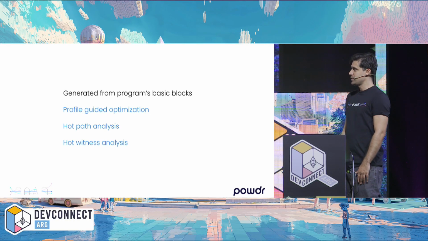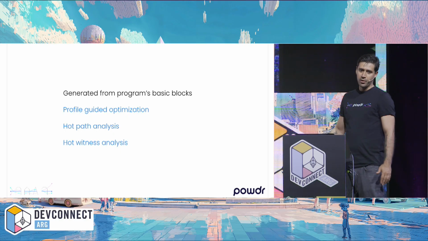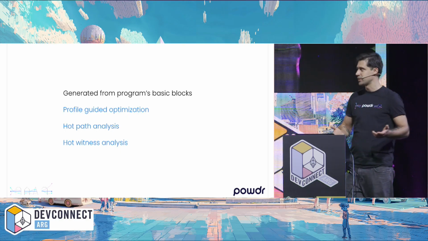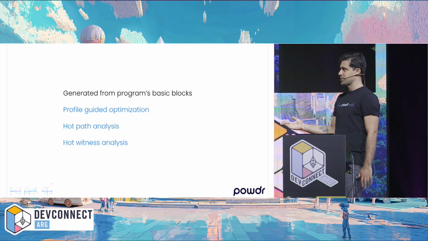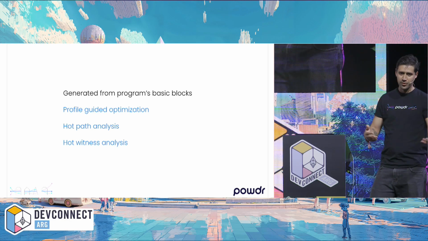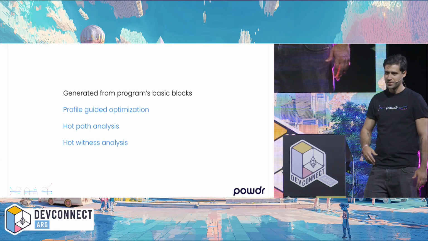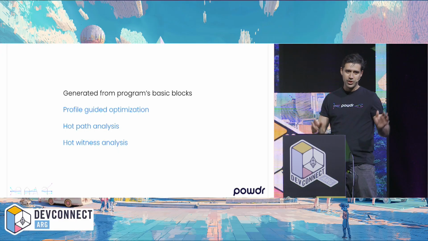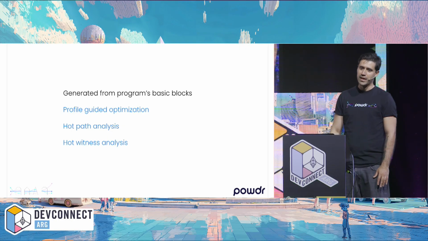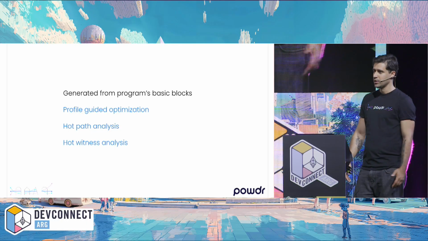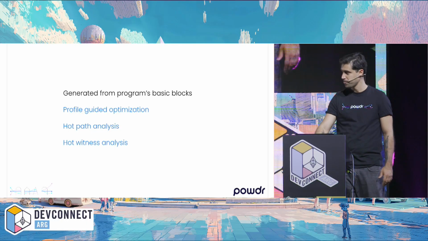These circuits, aka precompiles, are generated from the program's basic blocks using old and new techniques, such as profile-guided optimization, hot path analysis, and something we call hot witness analysis. We don't really call it that, but for the purpose of this slide, I call it this. And we're also working on new and old techniques like branch prediction analysis, which have been common in the hardware world and seem to apply quite well to zkVMs as well.